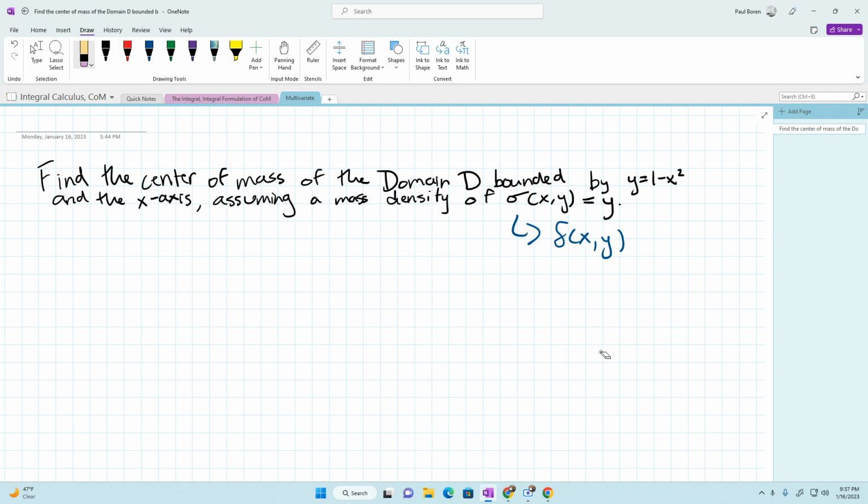It's going to cover the formulation that we would use in multivariate calculus to find the center of mass of a continuous object. And we're going to go through this problem and show you how to actually apply those formulations.